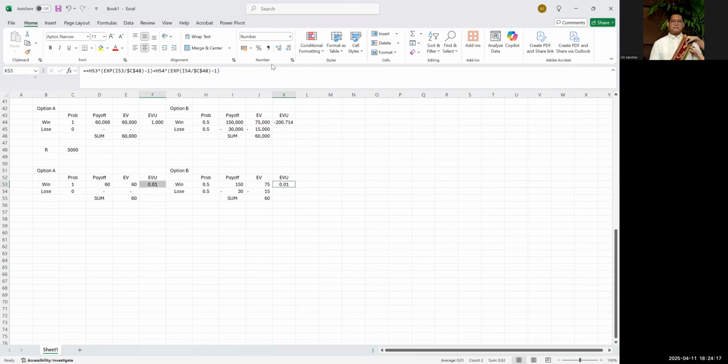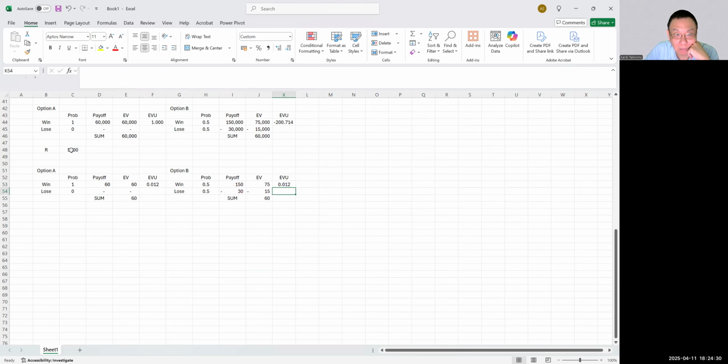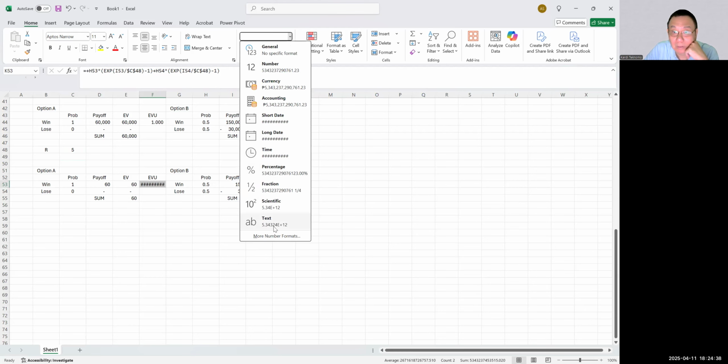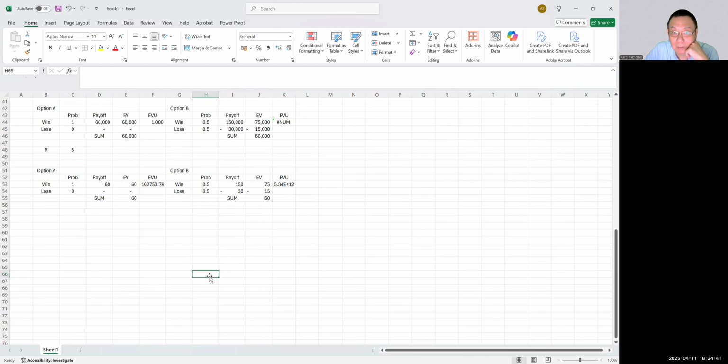And now they're equal, because the R value is supposed to be 5, isn't it? Not 5,000. Okay, now you'll choose option B, because the function is actually for a risk taker.